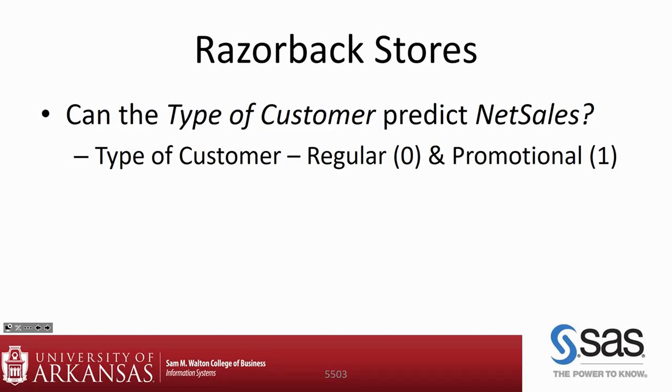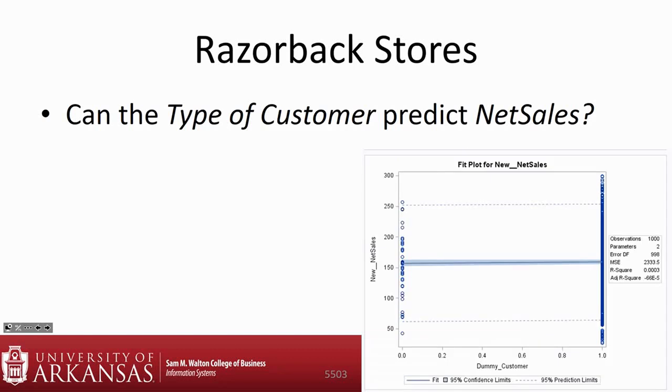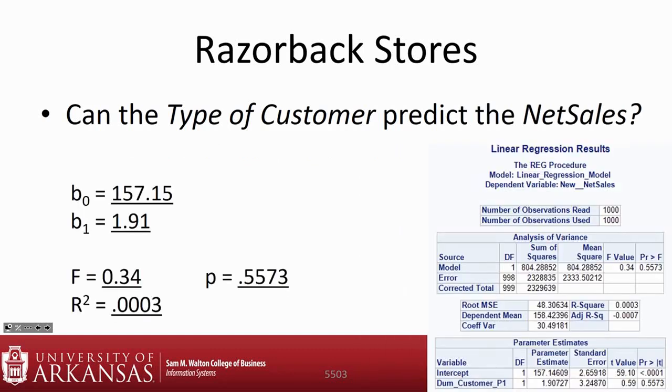Alright. So this is where we finished up last time. Can type of customer predict net sales? We had customer as regular as 0, promotional as 1. We looked at the scatter plot and it was like, yeah, not so helpful. We got our equation though. So overall, if we look at our overall model, is it statistically significant? No. So really, if I was doing this, I would stop right there.